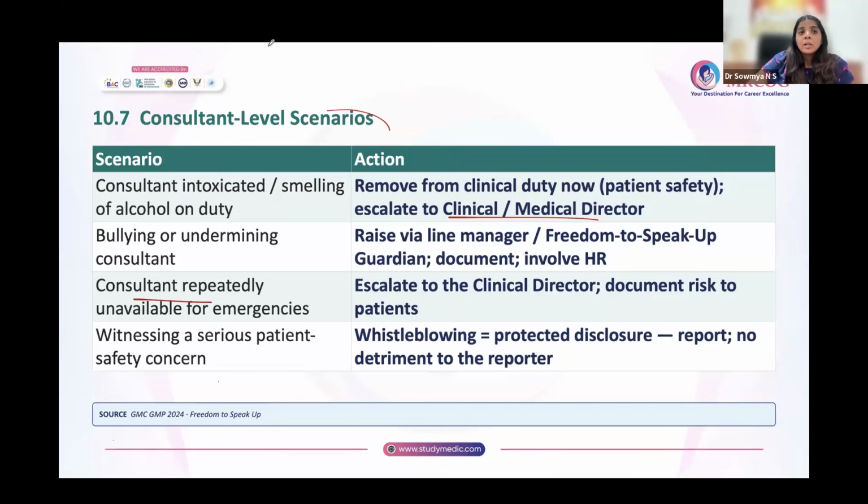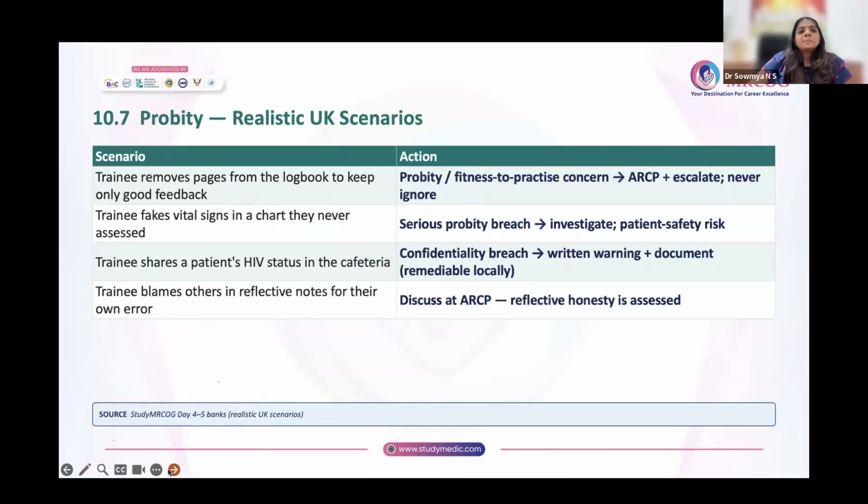Then the consultant is repeatedly unavailable. See, remember, on-call consultant, they have to reach in 20 minutes. But this consultant is always unavailable for emergency. Escalate to clinical director. Remember, clinical director is the one who has to run the show of your clinics. Witnessing a serious patient safety concern, you have to whistle blow. Like intentionally during surgery, he has done something probably. That is something which is very, very important. So you have to whistle blow and make sure that it is informed. Okay.